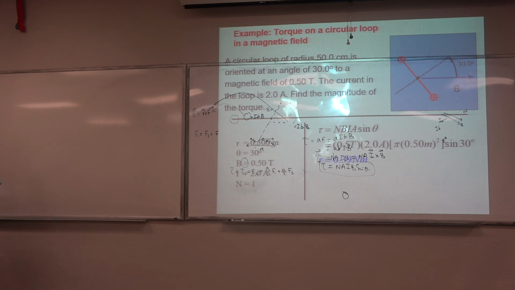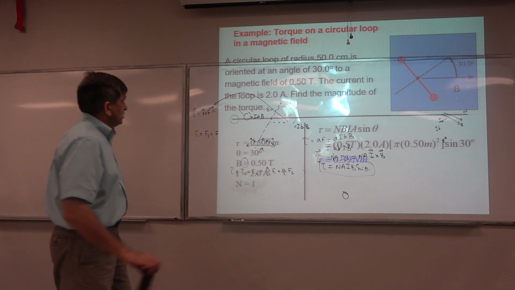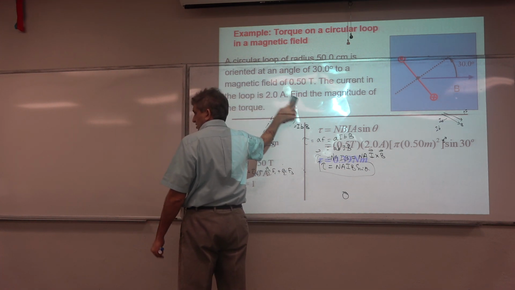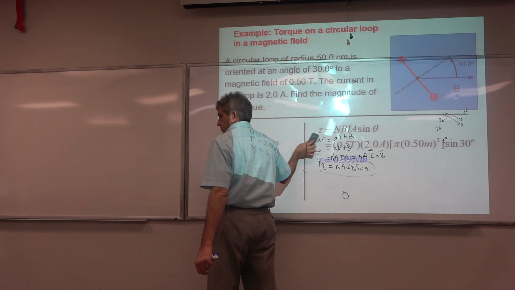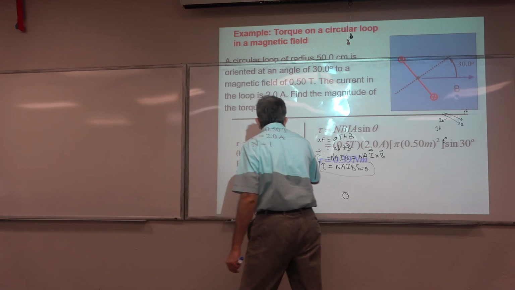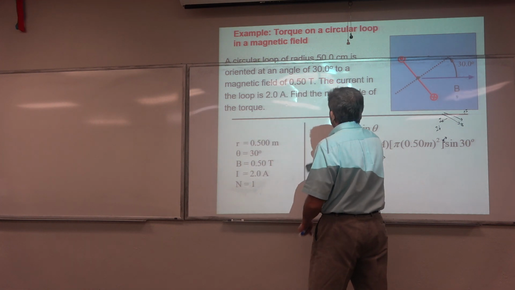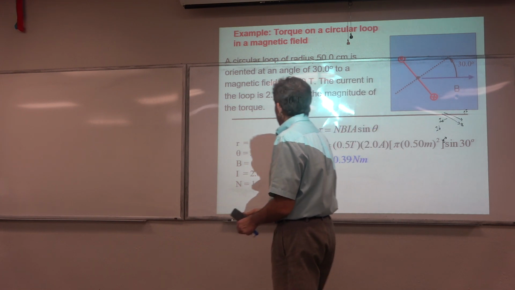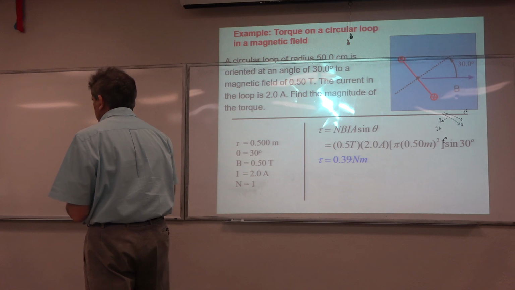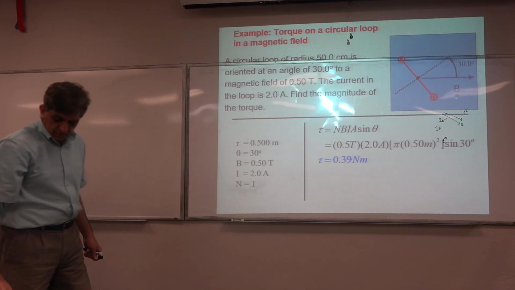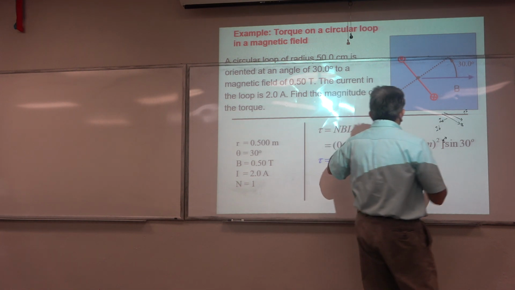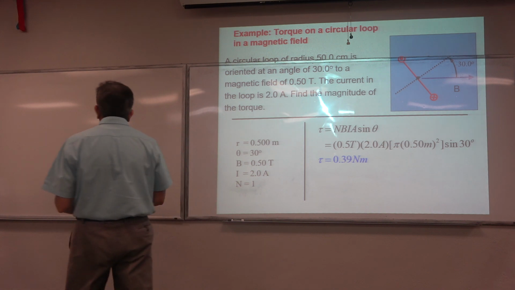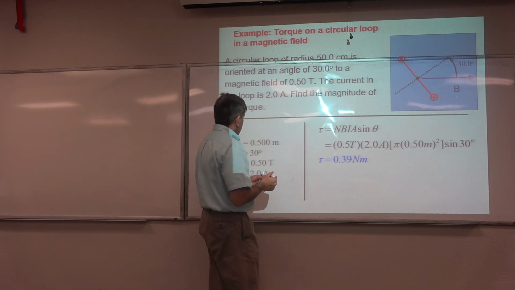So here is a question: a circular loop of radius 50 centimeters is oriented at an angle of 30 degrees to a magnetic field of 0.5 Tesla, the current in the loop is 2 amps, find the magnitude of the torque, okay? So what you do, torque is N times B times I times area times the sine of the angle. So the sine of the angle is 30 degrees, which is given.